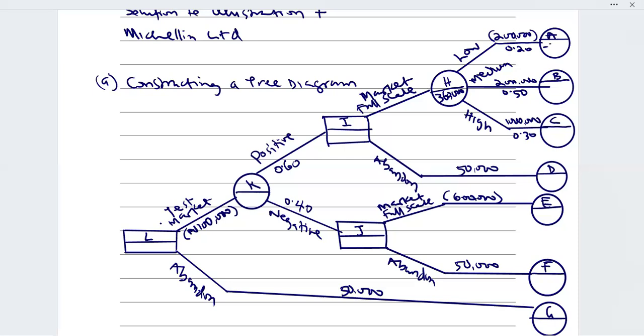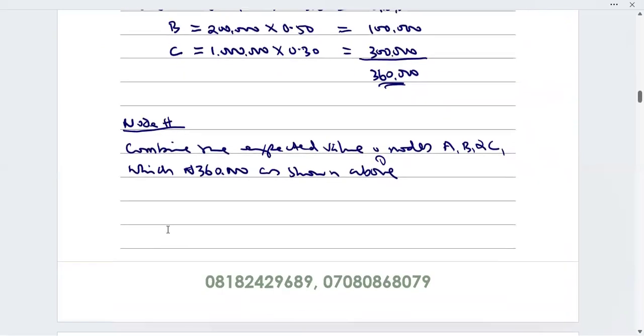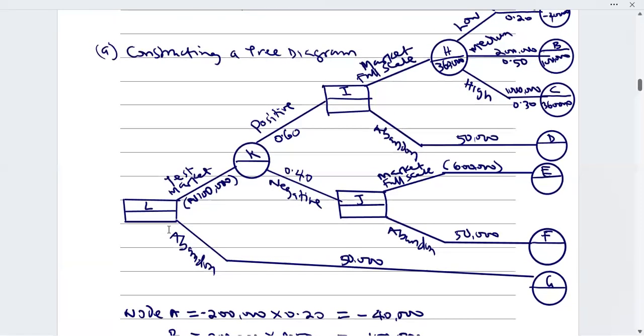You know, this one is minus 40,000. Here is 100,000. Then here is 300,000. So by the time you add up the three of them, that's what make up the 360. The next item we want to talk about is node I. You will notice that node I is coming from node H and node D.